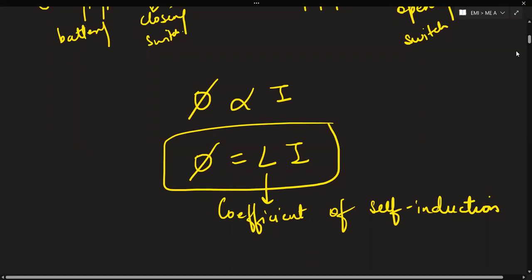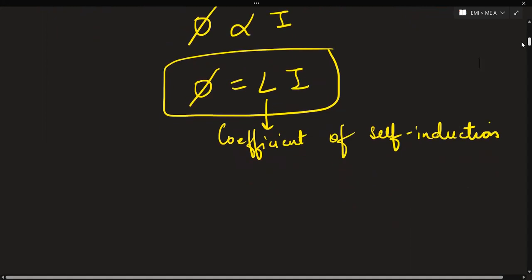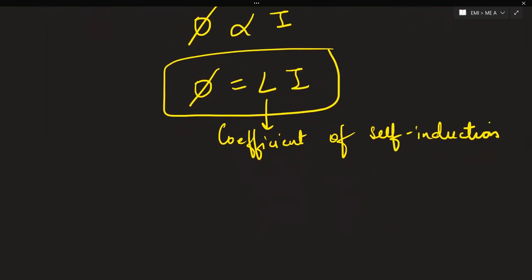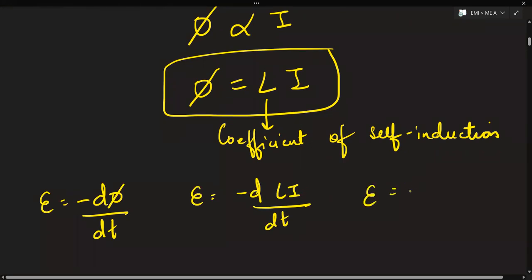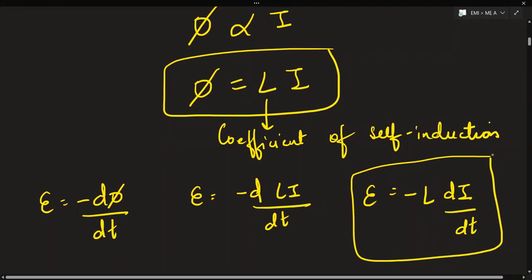Now here in the formula that we use for EMF, this was minus d phi over dt. So right now instead of phi, we can put this term. So this becomes minus d Li by dt. Just the value of phi I have kept. So EMF's formula becomes minus L di over dt, because L is a constant, so I can take it out. This becomes the formula of EMF.